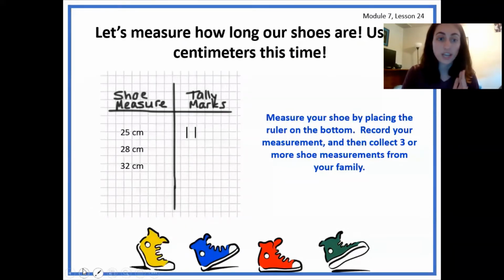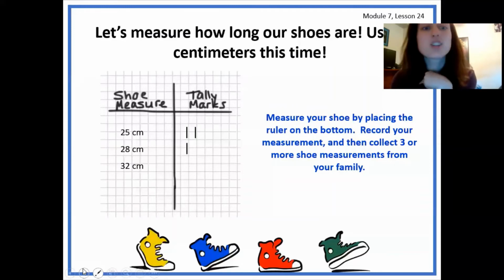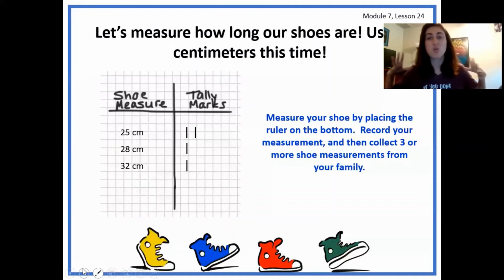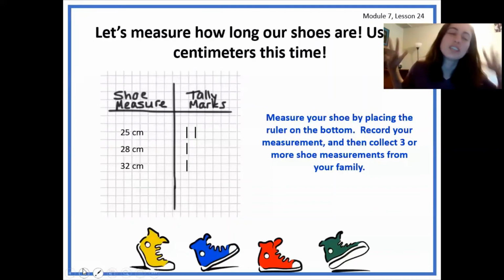One person had 28, actually two people had 25 centimeters. One person, me, had 28 centimeters. And then Mr. John, of course, had 32 centimeters. His shoes were super long and they were 32 centimeters.